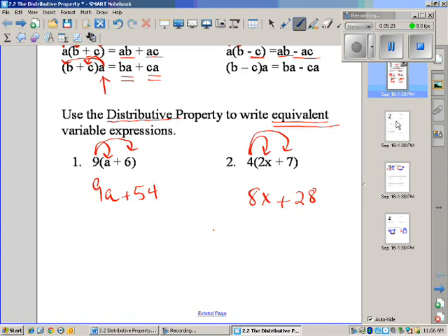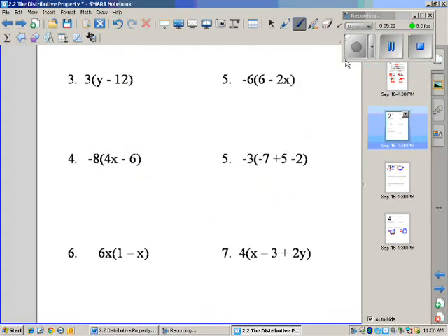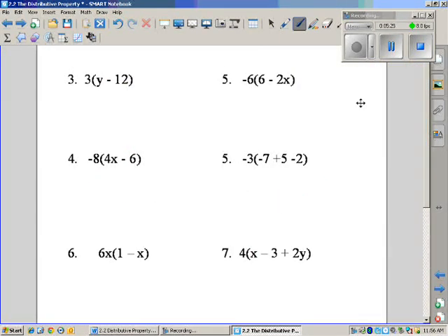Page 2 for me. Okay, we've got a bunch of examples. I'm going to kind of fly through a couple here, and if you need to pause the video, please do. Make sure that you understand what I'm saying and that you are with me on your signs being correct. 3 times y, they're both positive, so we have a positive product. Positive 3 times negative 12 is negative 36.